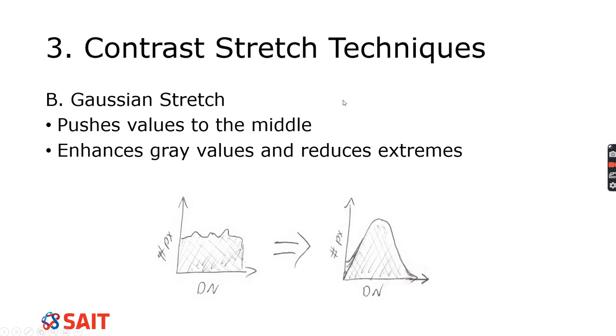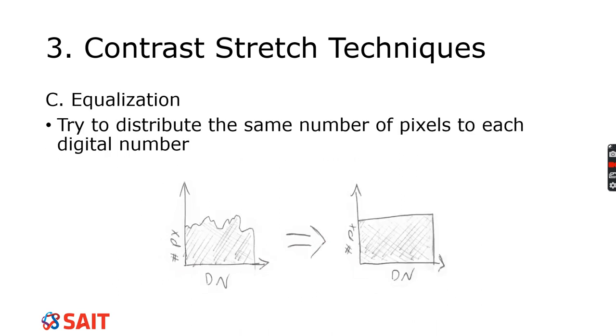Then we have the Gaussian stretch, and the Gaussian stretch takes everything and pushes it all to the center. So we have our histogram, whatever it looks like, and then it says, I don't want as many extremes, so I'm going to make it a little bit more gray. It pushes in the center and tries to make it look like a Gaussian curve, or a normal curve or a bell curve, whatever word you want to use to describe it. That's the purpose of it, so it looks a little less contrasty and a little bit more homogeneous.